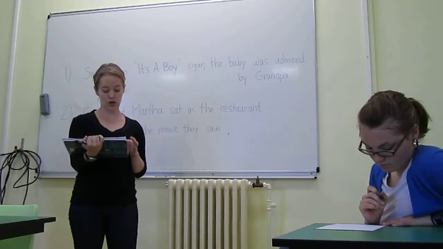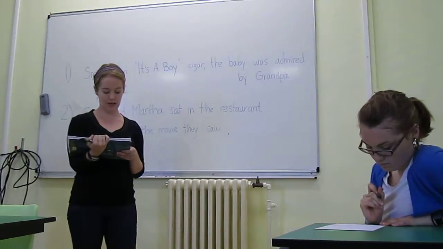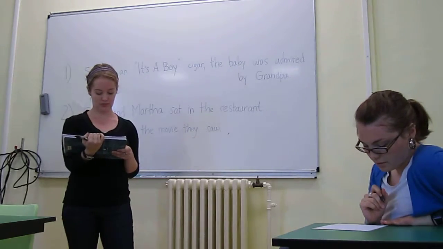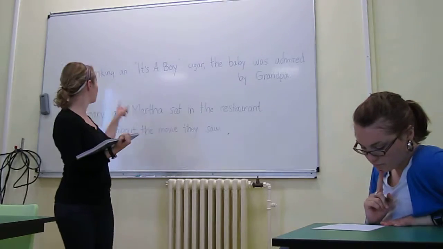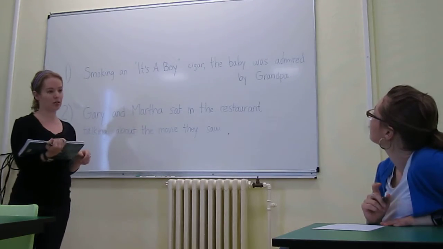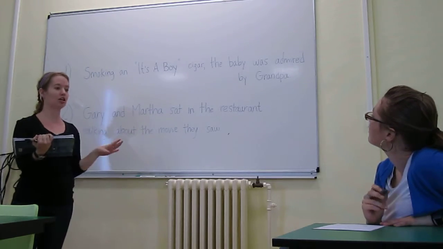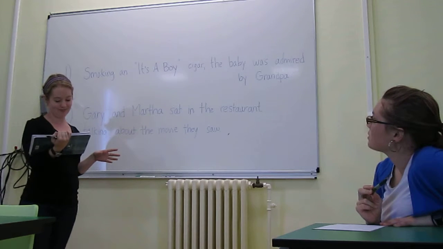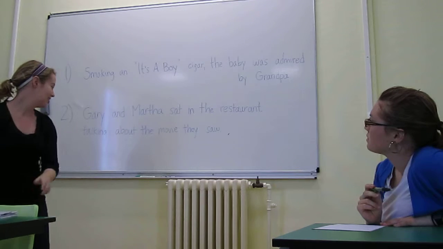Let's look at the 2 exercises at the bottom. Can you read the first one, please? Smoking an It's a Boy cigar, the baby was admired by Grandpa. I have it written here as well. What do you think about that one? Do you think it's clear, easy to understand, or is there some sort of problem? Sounds like the baby's smoking the cigar. Exactly. That is the problem.